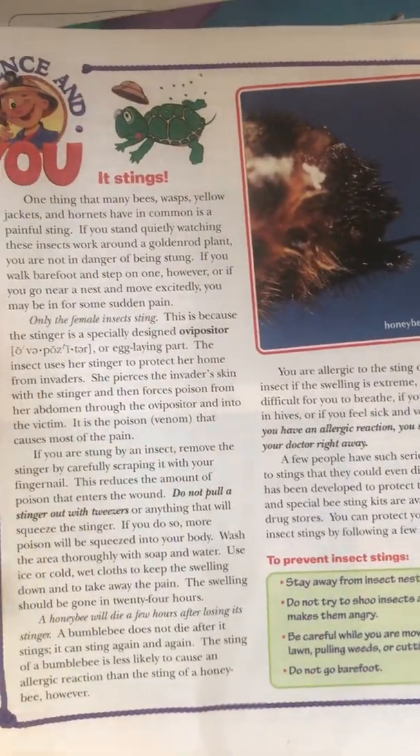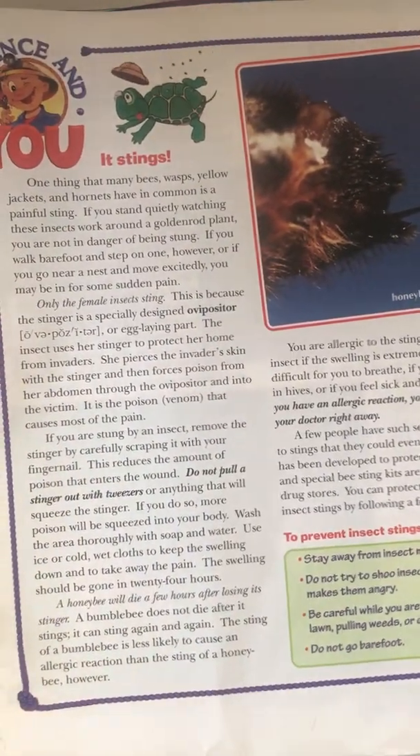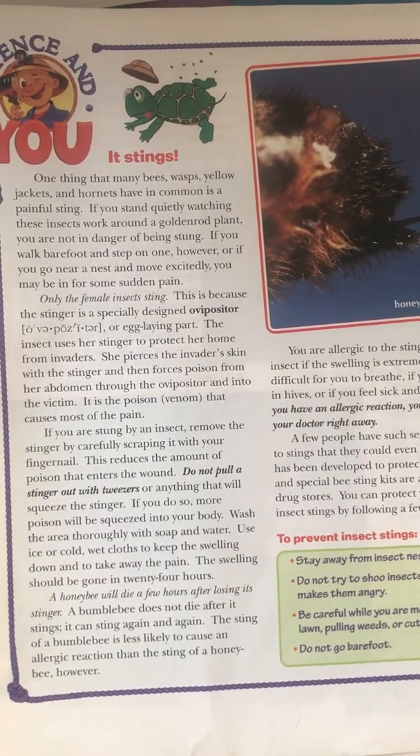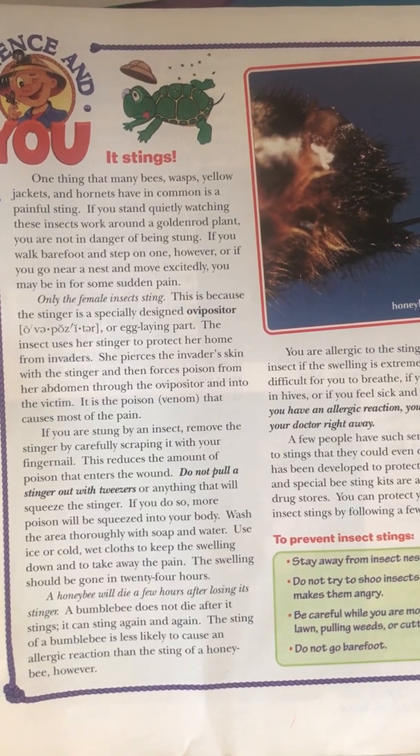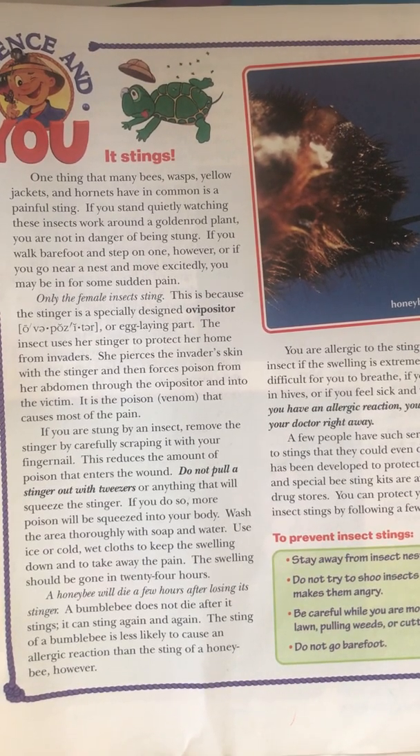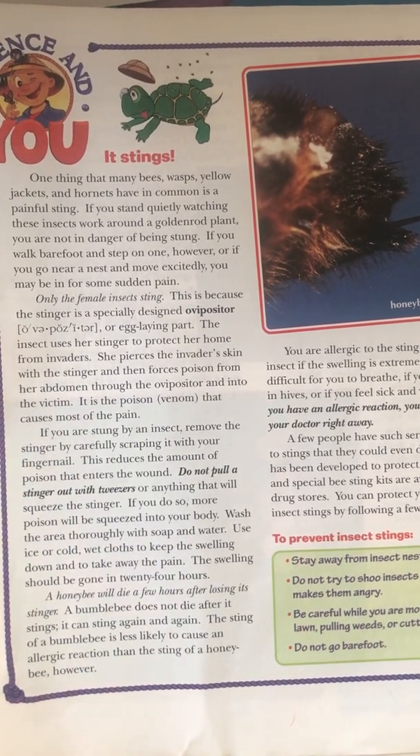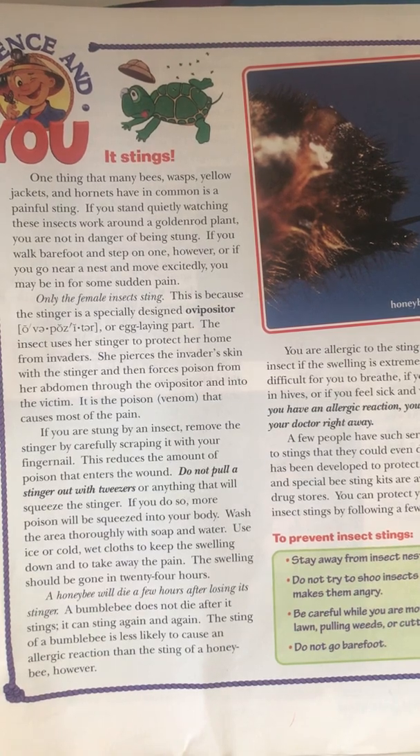And this page is called It Stings. And it says, one thing that many bees, wasps, yellow jackets, and hornets have in common is a painful sting. If you stand quietly watching these insects work around a goldenrod plant, you are not in danger of being stung. If you walk barefoot and step on one, however, or if you go near a nest and move excitedly, you may be in for some sudden pain.